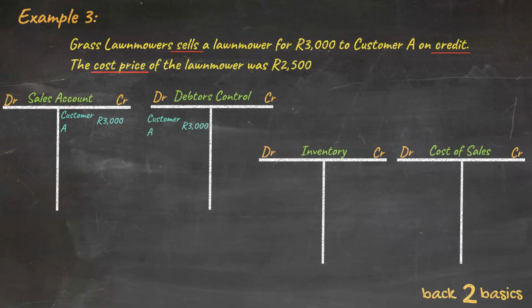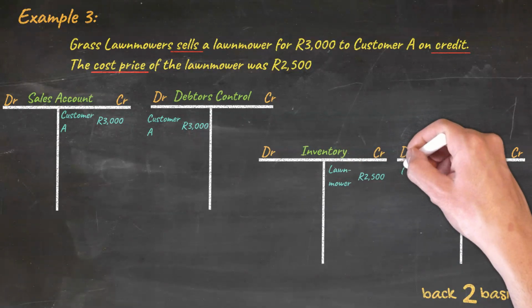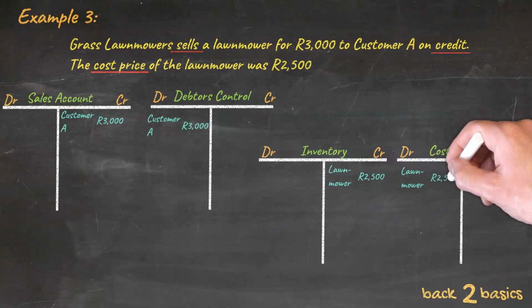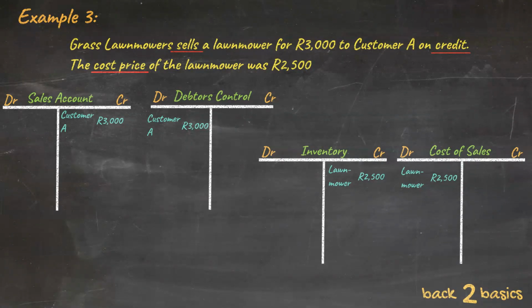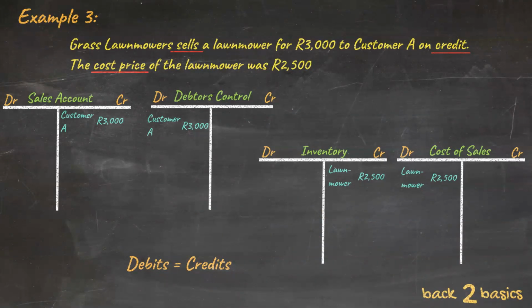Then, we need to remove the sold lawnmower from inventory as it no longer belongs to Grass Lawnmowers, and the entry will be to credit the inventory account and to debit the cost of sales account. This reduces your inventory value by 2,500 Rand, but it increases your cost of sales, which is the cost price of the inventory sold. Again, you will notice that the total debit values are the same as the total credit values.